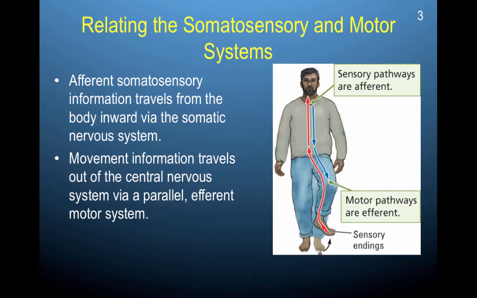Now, we went over this before, but it's going to become even more important. Afferent sensory information travels from the body inward via the somatic nervous system, and movement information travels out of the central nervous system via a parallel efferent motor system. So the best way to help remember this is efferent would be for exit. So E for efferent, E for exit. So efferent information is exiting or leaving the body, whereas afferent is the opposite. Afferent is incoming information.